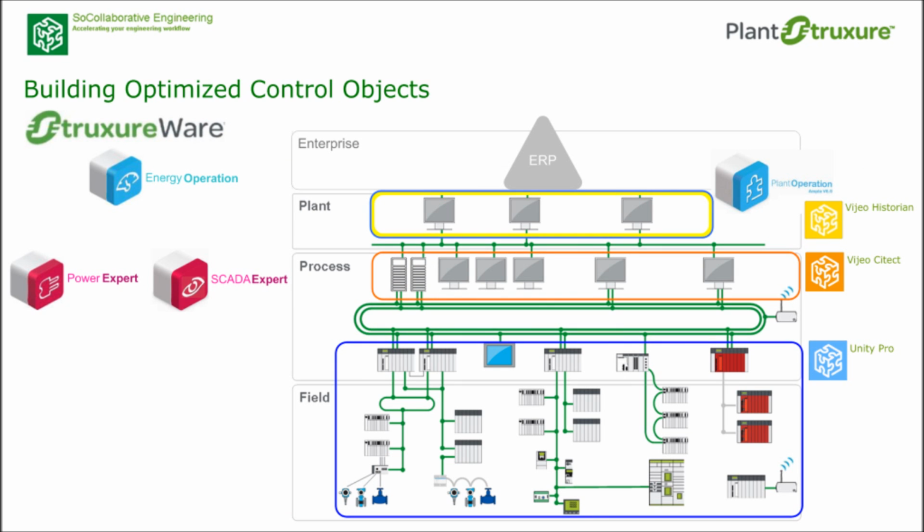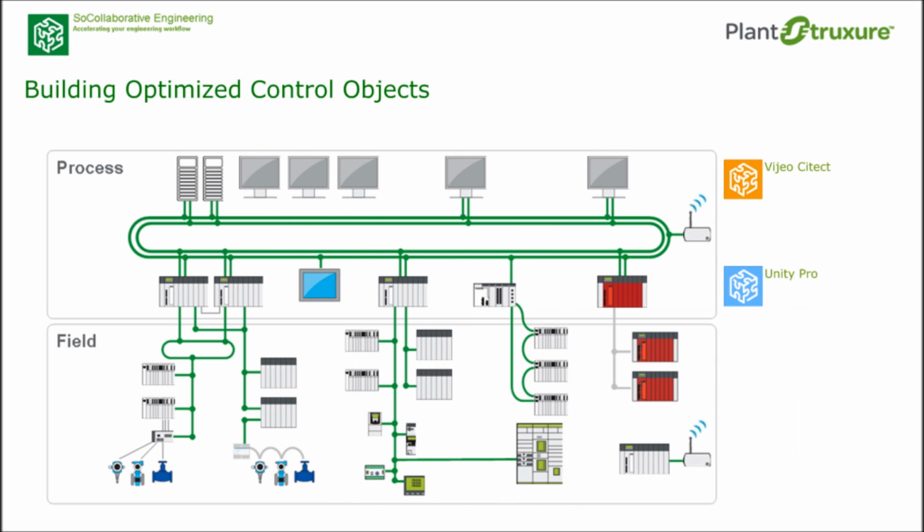Now I will get on with an example of an optimized U2V control object for use in a plant structure architecture. These are built for use with the OFS OPC and DMPR drivers in Vijeo Citect, and I will first analyze one from an OFS OPC perspective.